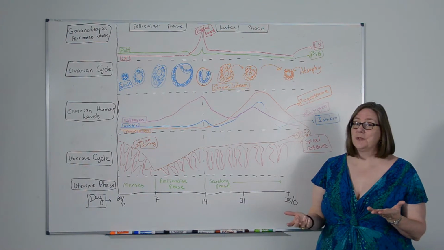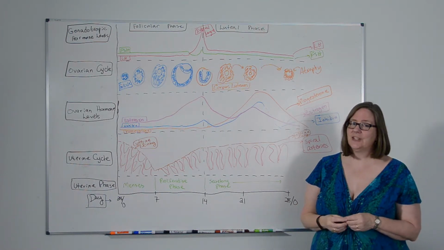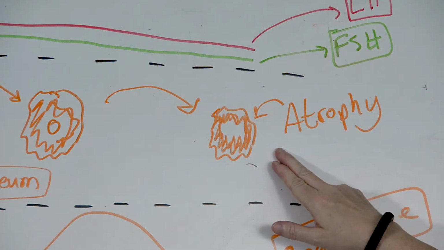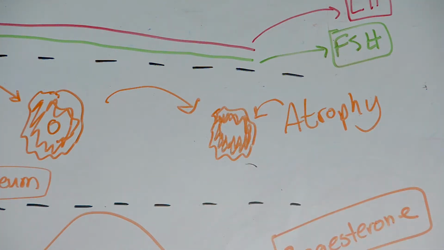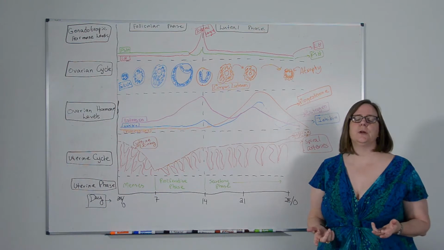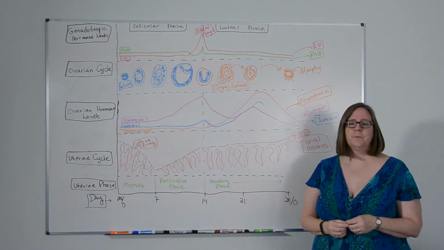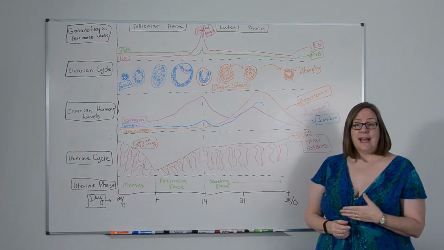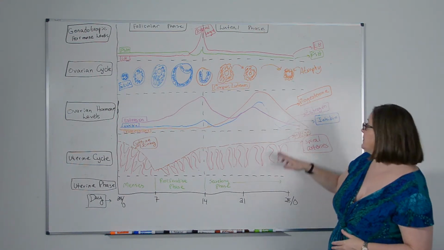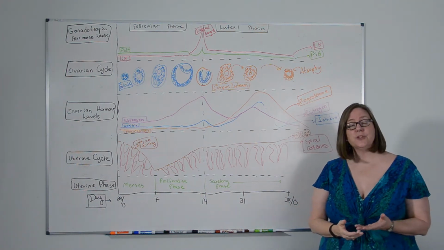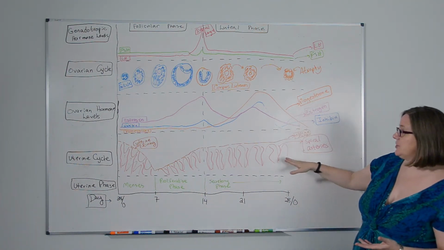Unfortunately for the poor corpus luteum, it needs FSH and LH to survive. So it begins to atrophy and to die, prompted by its own hormone release. Remember that the corpus luteum was responsible for producing estrogen and progesterone. So when it begins to atrophy, the estrogen and progesterone levels begin to drop off over here. When that happens, menstruation occurs and the lining starts to shed.